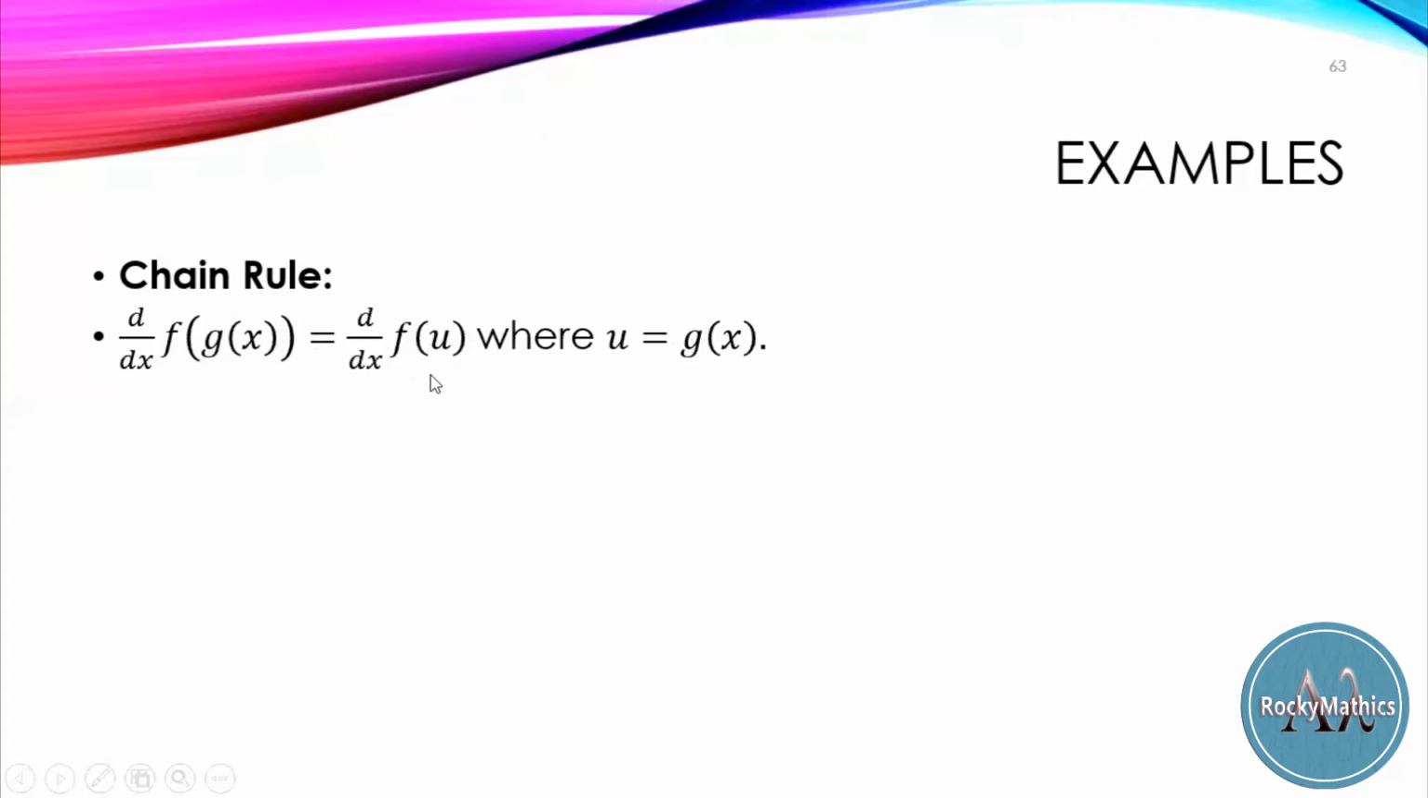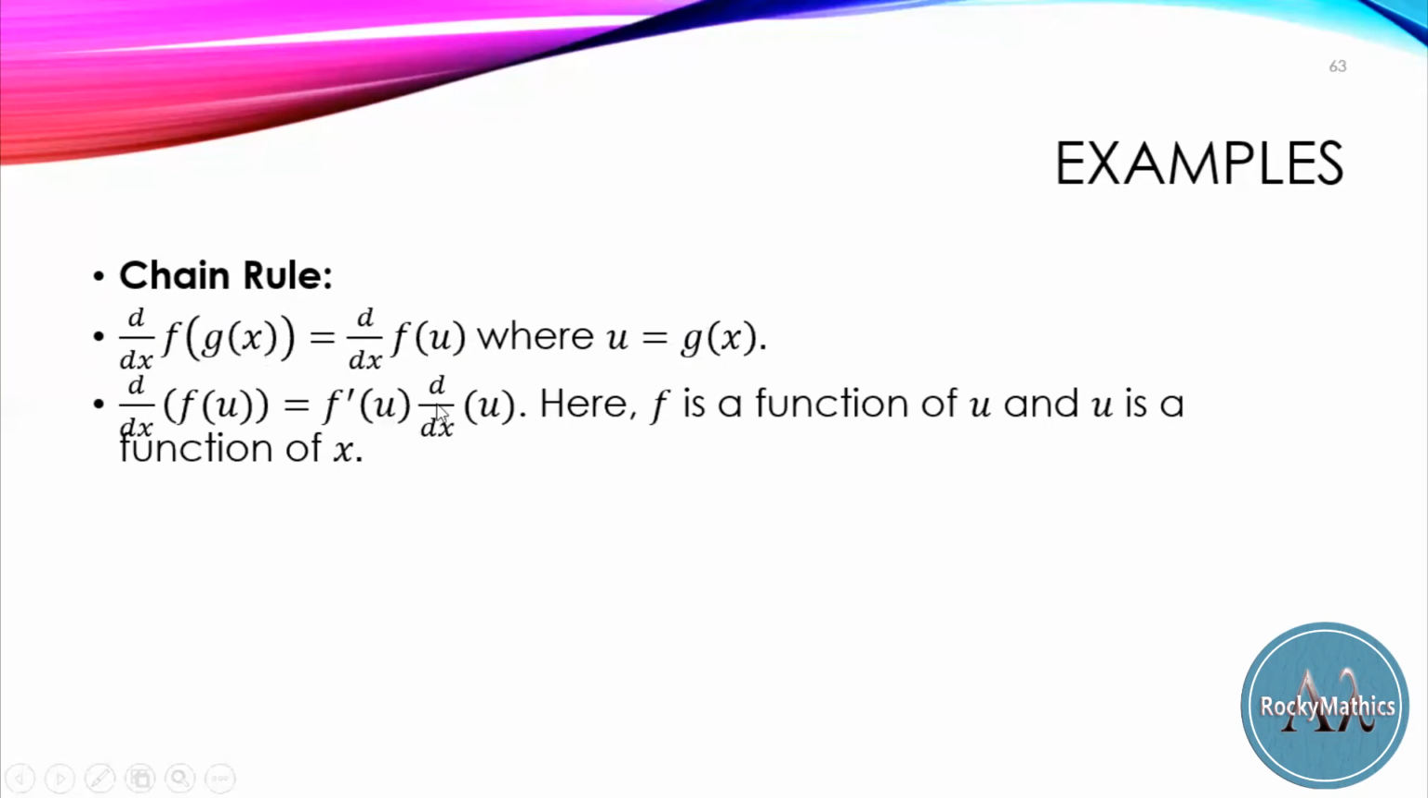So if this is now our formula, then the derivative of f of u becomes what? Becomes this one. If we are asked to find the derivative of f of u, and take note, u is a function of g of x, and we're asked to find the derivative with respect to x, not with respect to u, then this is equal to f prime of u. So all we have to do is to find the derivative of f of u first, then times the derivative of u with respect to x. Here, f is a function of u and u is a function of x.